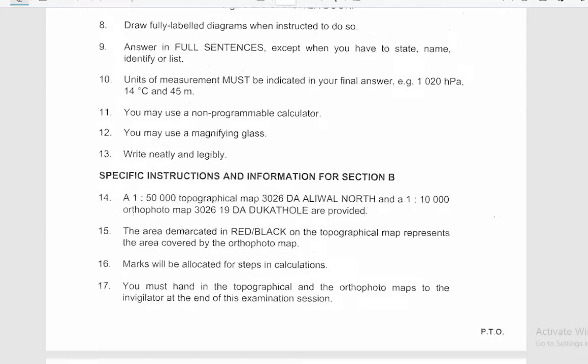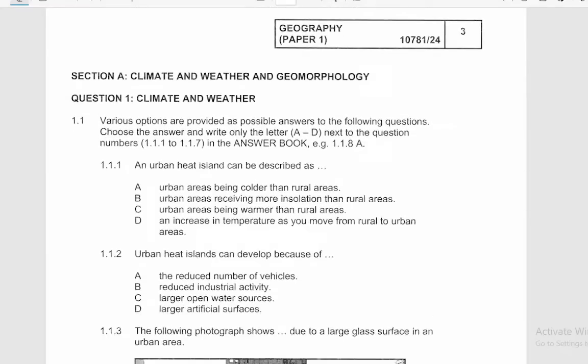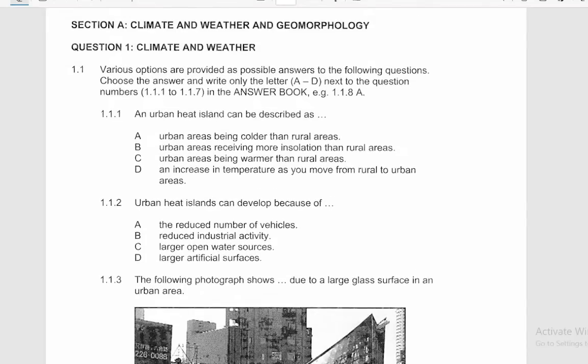Right, without wasting time, let's go to our questions. We are starting with our first question, question number 1, climate and weather. We have a first part with multiple choice. The first question is saying, an urban heat island can be described as.